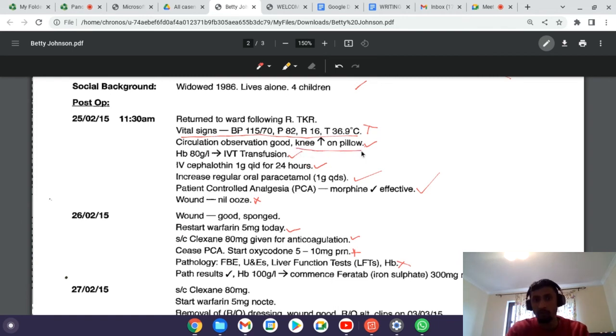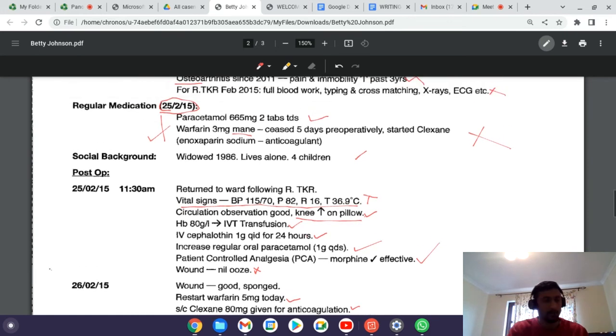So this is important. And hemoglobin, is it important or not? It is definitely important because a transfusion was done. You have to mention that because the Hb is low, so you did a transfusion. Then again, antibiotic is definitely important because you provided antibiotic therapy while the patient was in the hospital. Then, increase regular oral paracetamol to 1 gram QDS: from this point onwards, you should think about what is past medical history.